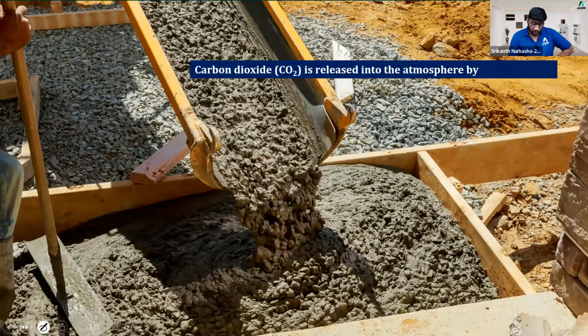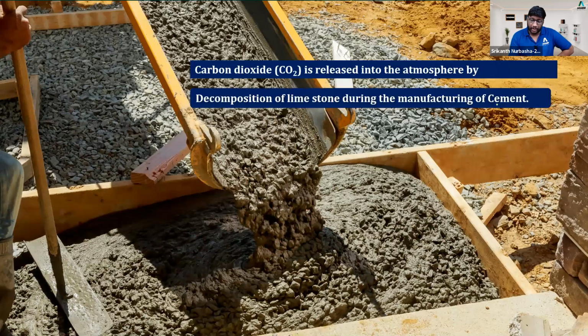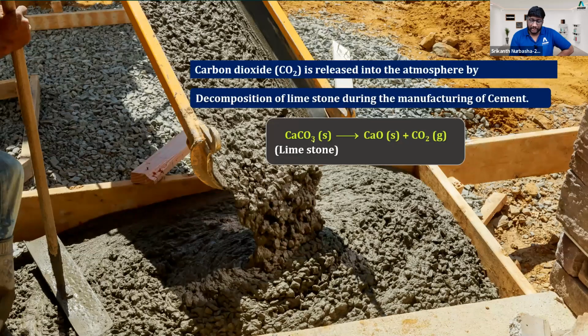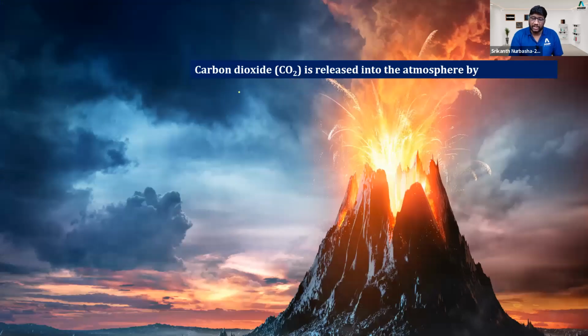Carbon dioxide is released into the atmosphere even in the decomposition of limestone during the manufacture of cement. CaCO3, whenever you heat limestone, you will be generating CaO plus CO2. So there are different sources from which carbon dioxide can be obtained. But if its concentration is greater than 0.03%, or if its concentration is increasing, it will again lead to different other problems.